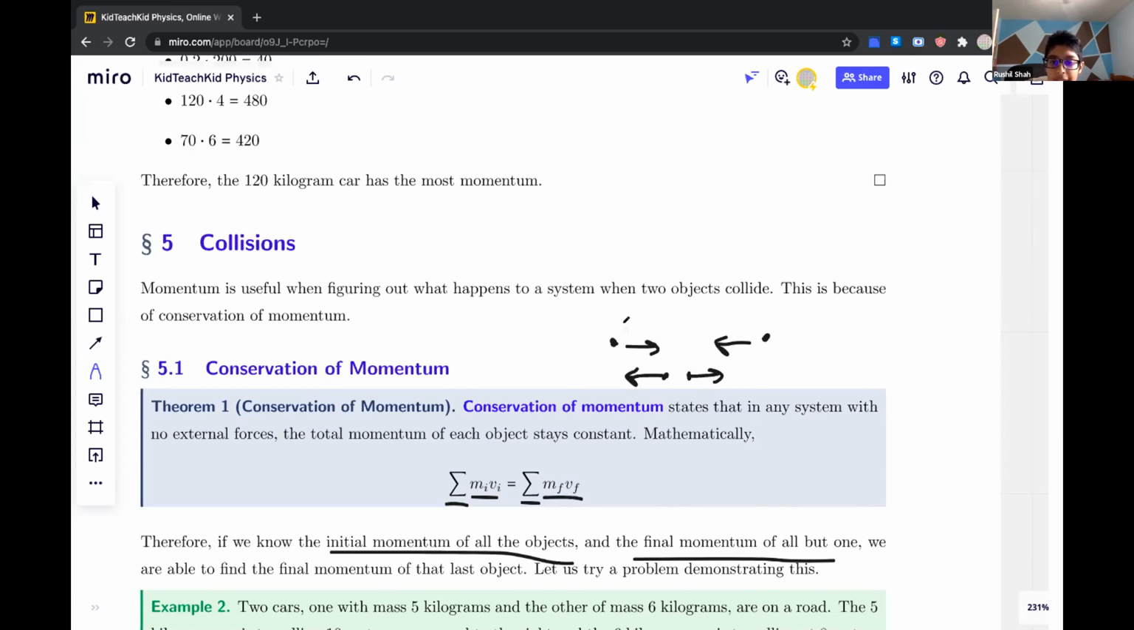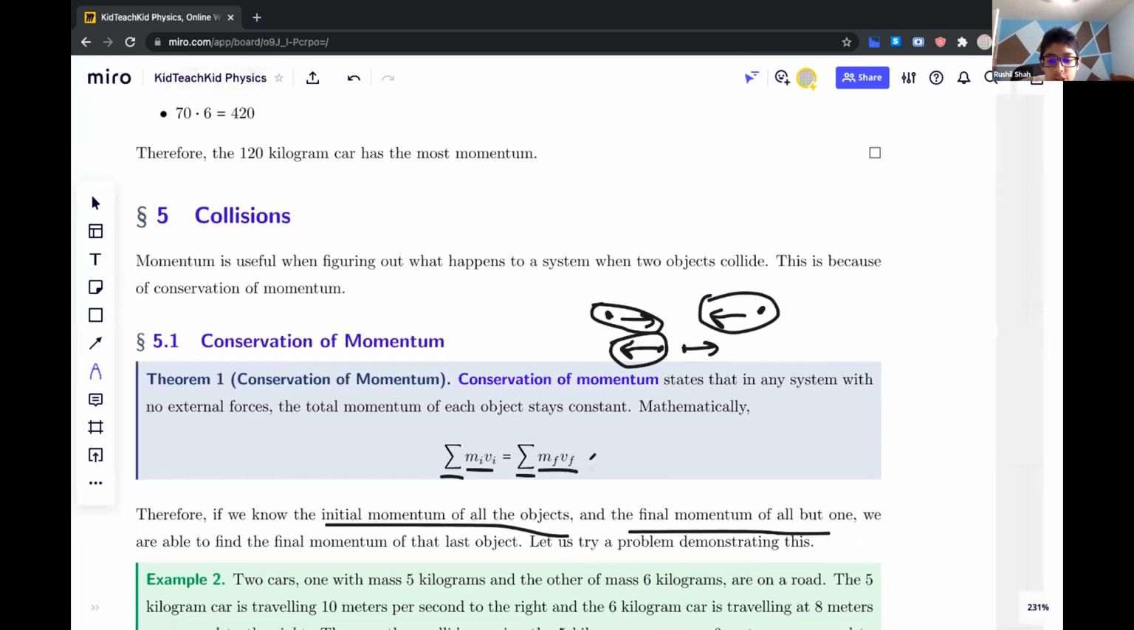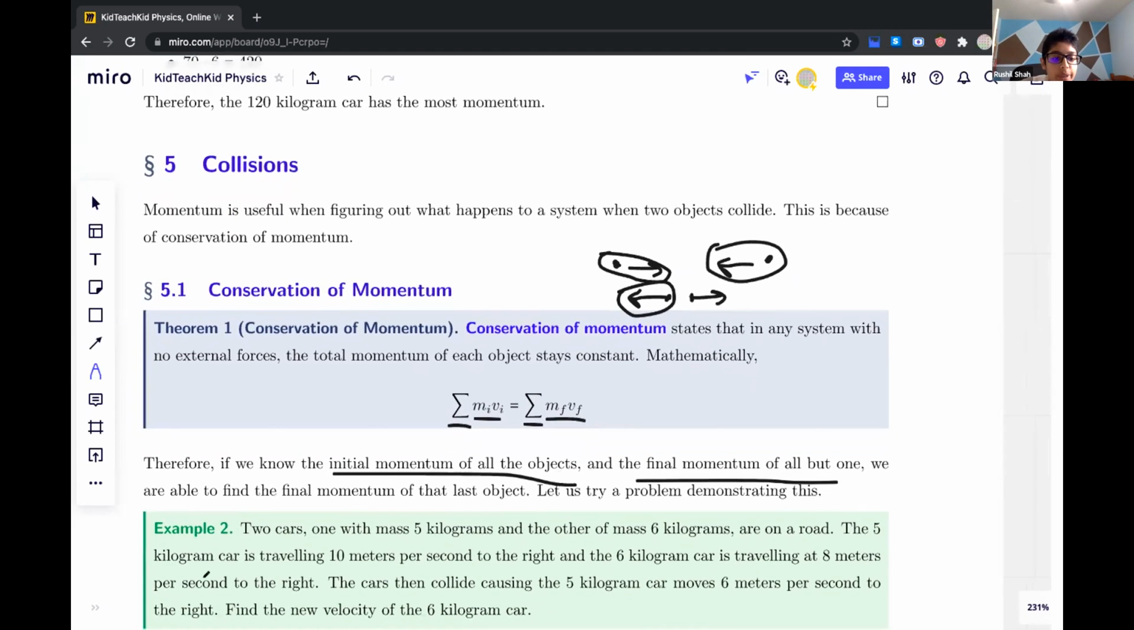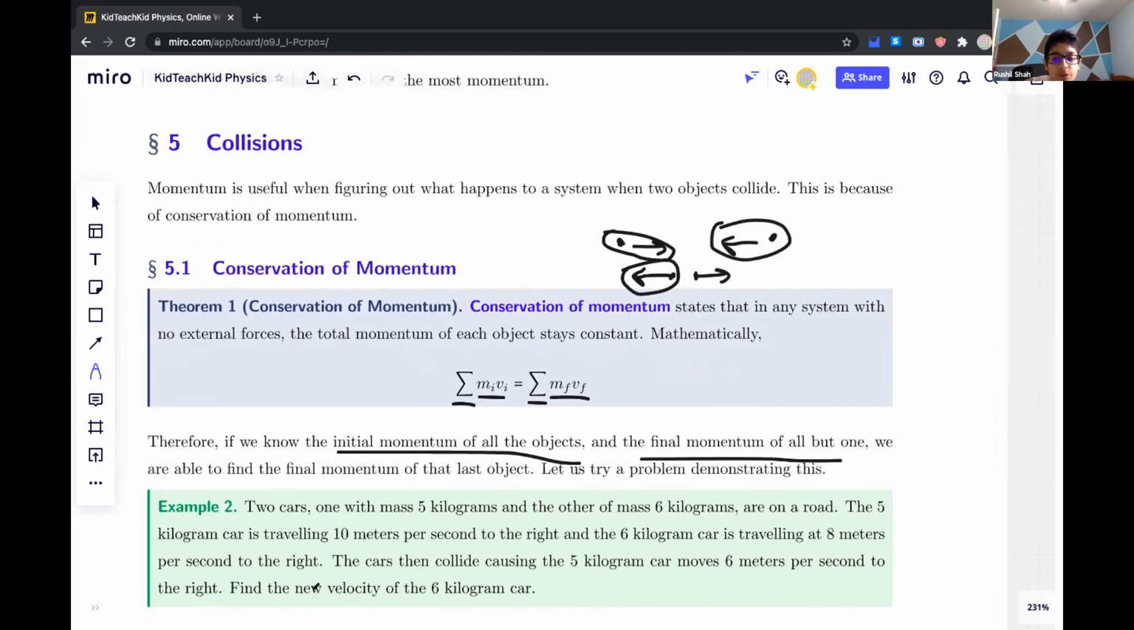So conservation of momentum tells us that the momentum of this object plus the momentum of this object, which is the total momentum before the collision, is equal to the final momentums of both objects. So the momentum after each object collides. And yeah, so that's basically how conservation of momentum can be used in collisions. First, we find out the momentum before the collision, and we find the momentum after the collision. So here's a problem showing conservation of momentum and how it's useful.